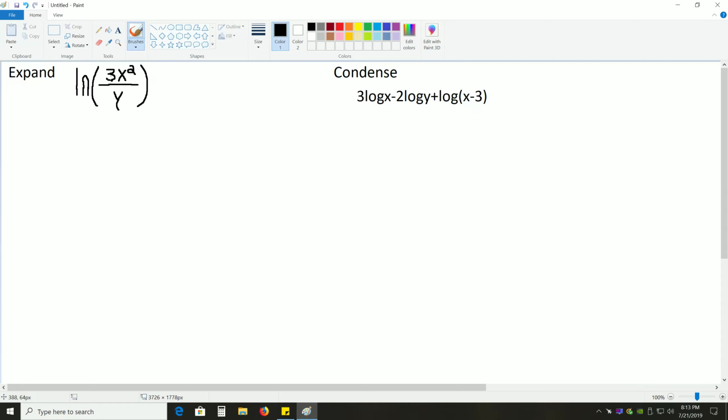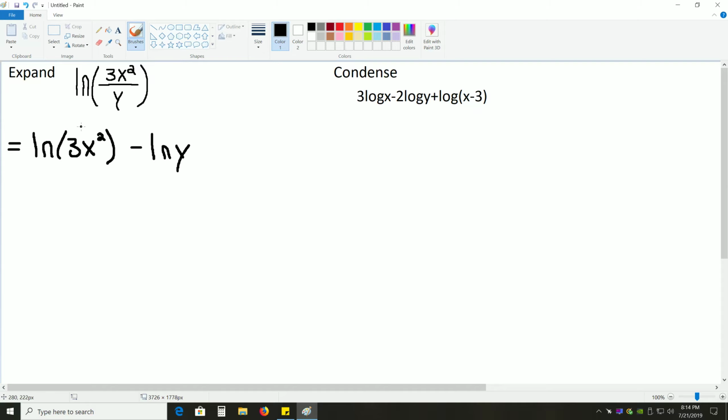When you work with expanding a logarithm, no matter what log base, natural log, or log base 10, or log base 3, or log base 100, it doesn't matter. The rule always is, if you have a fraction or division inside of the log, then that can be separated into two logs of the same base with subtraction, which means this fraction is going to break up into the natural log of the quantity of 3x squared minus the natural log of y.